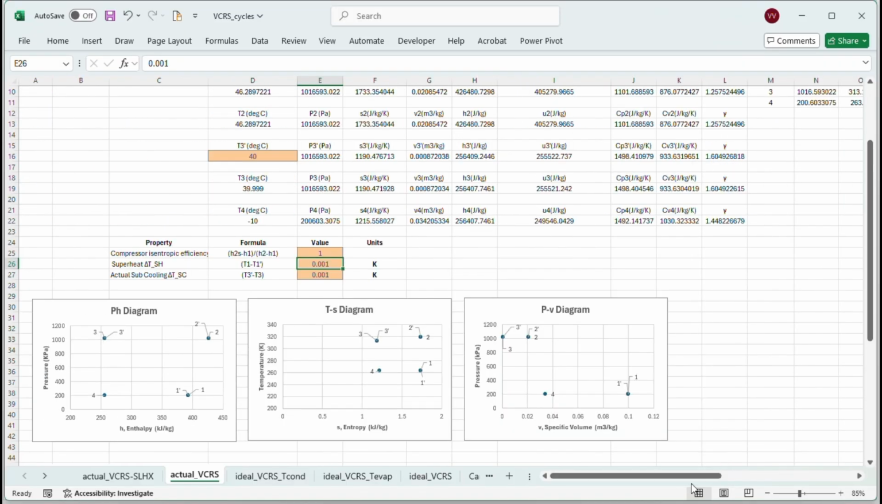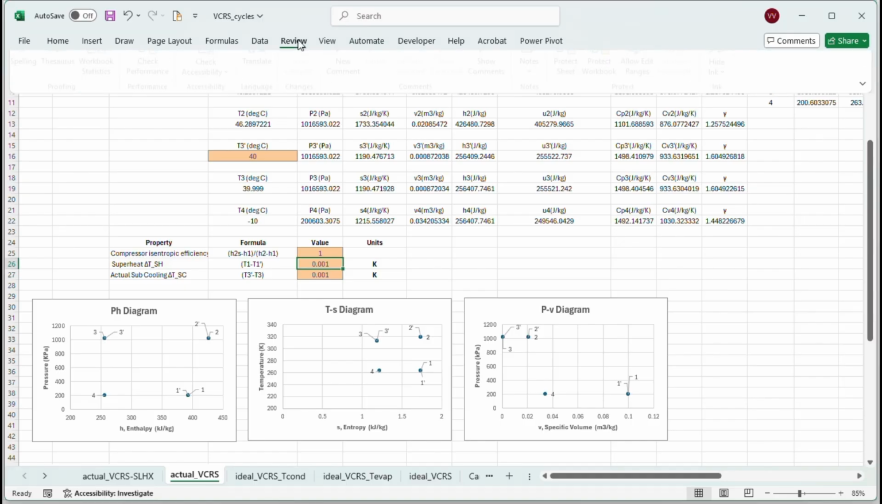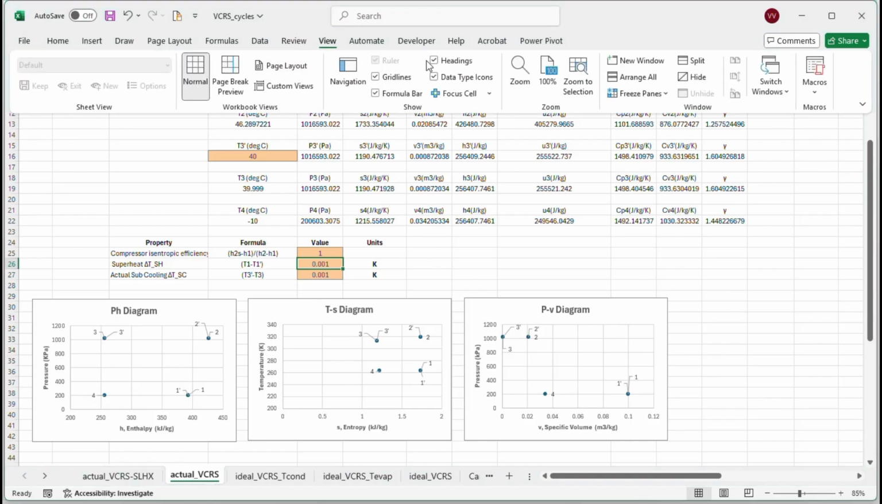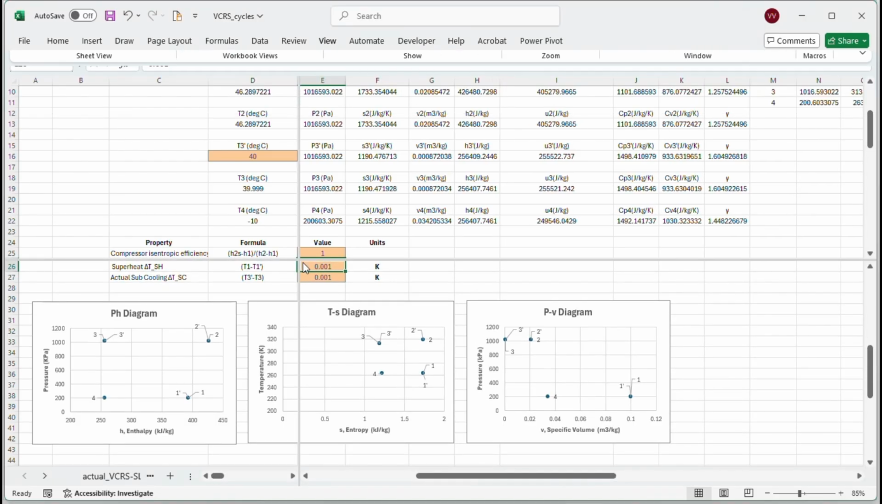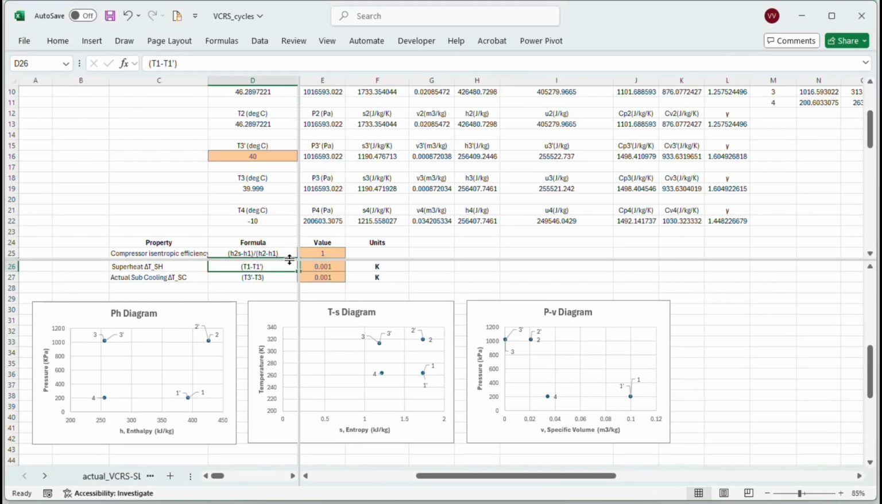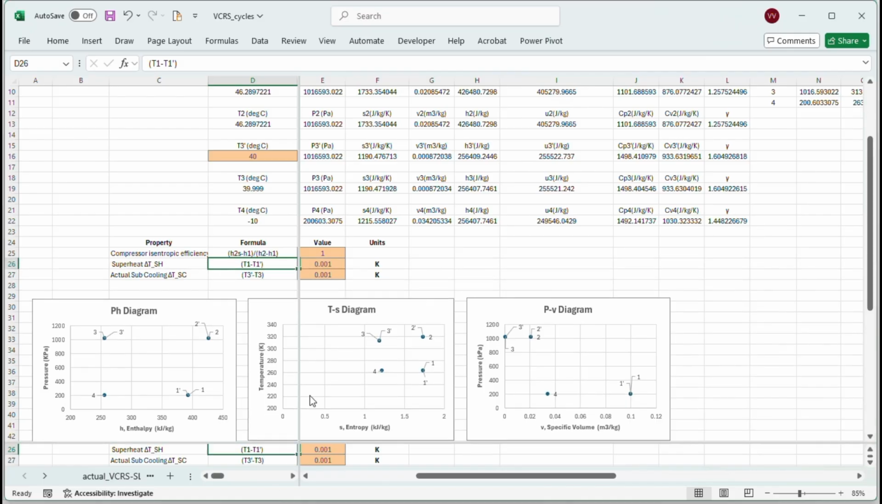Let me split this screen, so you don't have to go back and forth.